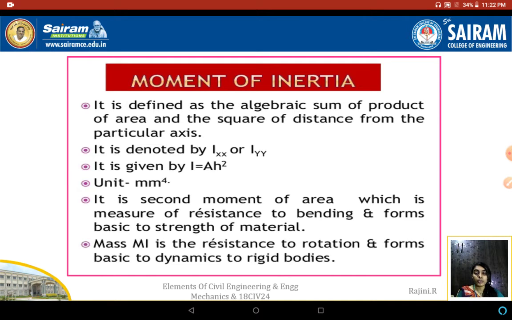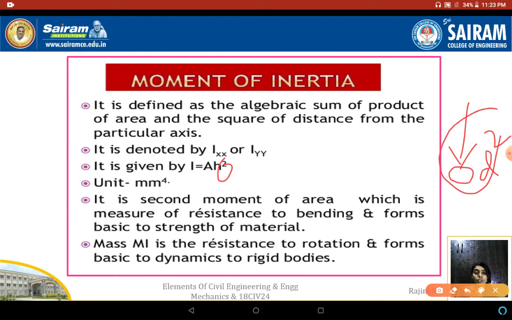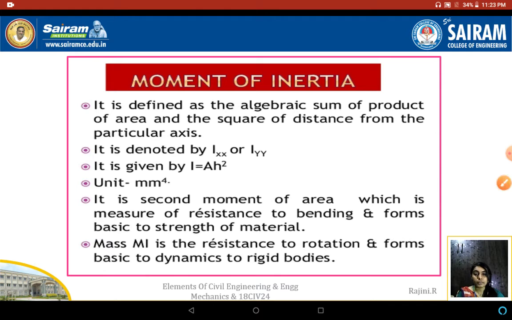Actually, while doing the derivation of the centroid, I said that each and every force is actually an area, right? Each and every force acting on a plane, we are considering as a small area. That small area into distance we are considering. But in the moment of inertia, that same area into distance square we are considering. Here we are taking twice the distance. Okay, I'll tell you why.